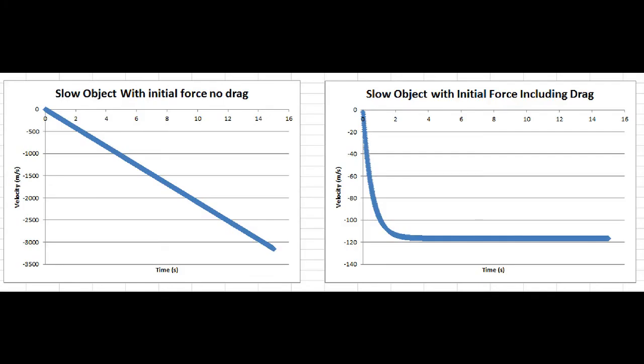With no drag, the object begins to go extremely fast, and with no opposing force, continues to accelerate due to the force of gravity. With an initial force and drag, the slow-moving object is modeled to first go extremely fast, but drag also increases to once again be an equal opposing force, and the object reaches a terminal velocity once again.